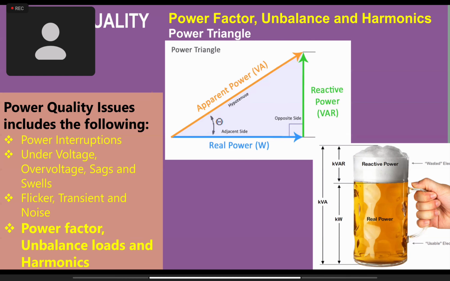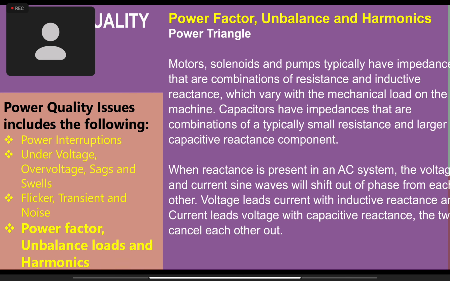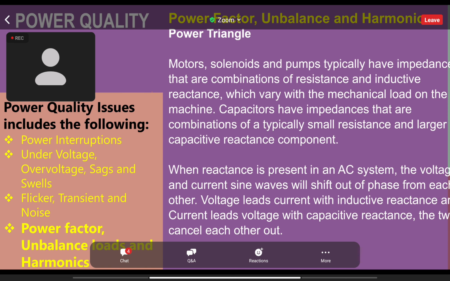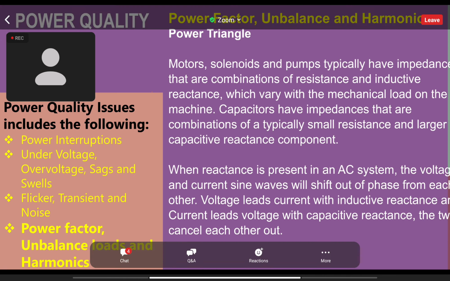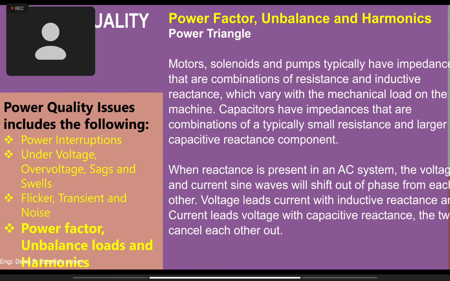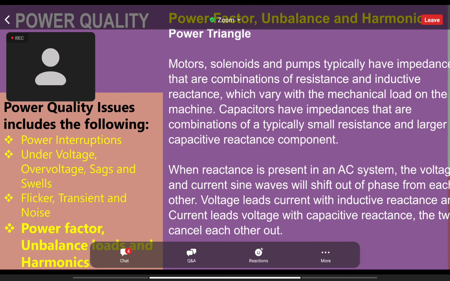So, why do we have such condition? Now, it happens, as said earlier, because of the presence of the reactance. Typically, our loads such as the motors, solenoids, and pumps have an impedance combination of resistance and inductive reactance, which will vary with the mechanical load on the machine. So, because of this, meron tayo talagang losses to overcome those reactive power required to run the equipment.